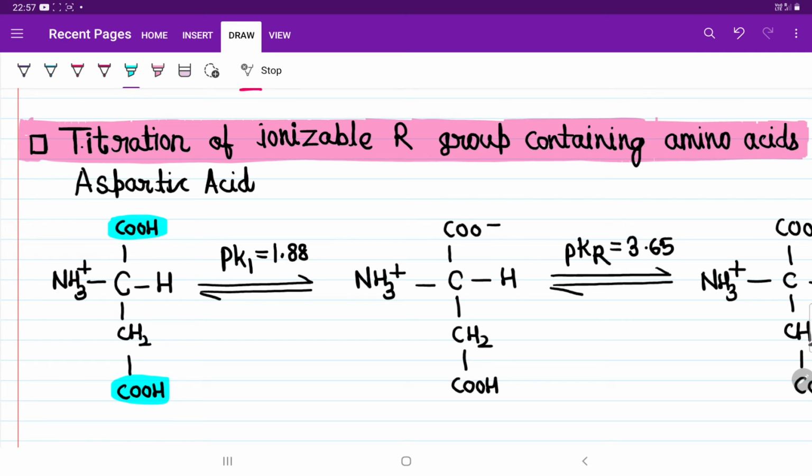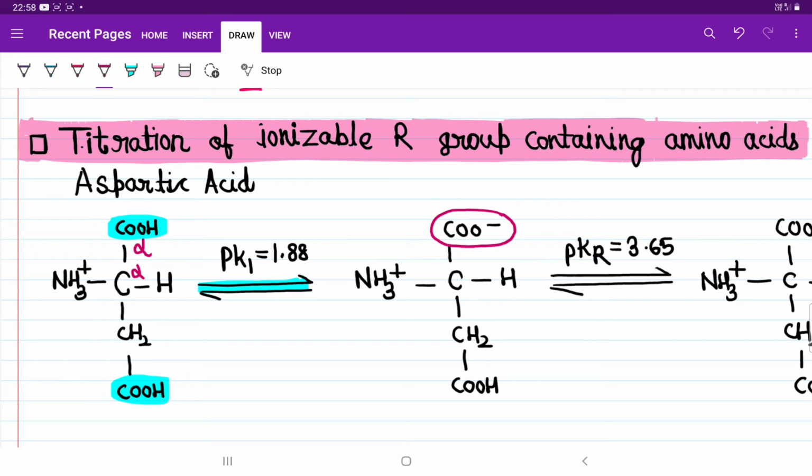Okay, two carboxylic acid groups are present, right? Now at pK1, the tendency of losing a hydrogen ion starts. Okay, right, the proton loss started, right? And in this functional group, student, this is the alpha carboxylic acid, this is the alpha carbon. So the alpha carboxylic acid is the first carboxylic acid to lose its hydrogen ion, right?